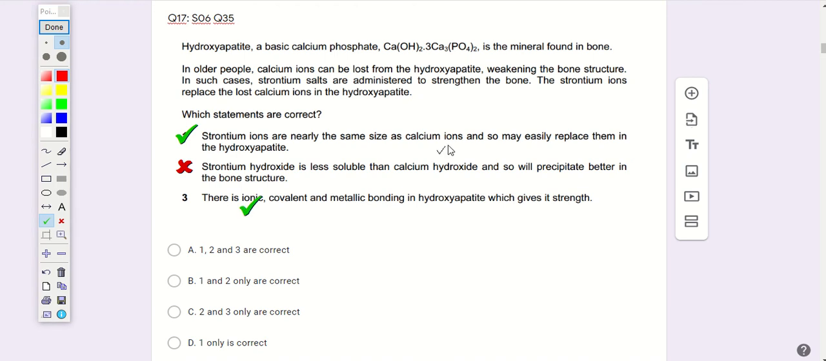Is there any covalent bonding? Yes, between the O and H in hydroxide, between the P and O in phosphate. So yes, covalent bonding. Is there metallic bonding? Now these are ionic compounds. You don't see pure metals here. Metallic bonding can only be found in pure metals. There are no pure metals here, so no metallic bonding. Now, 2 out of 3 correct, that means number 3 is not correct. So the answer is D. 1 only is correct.